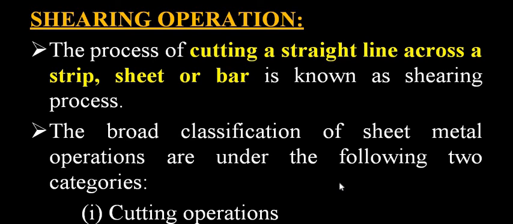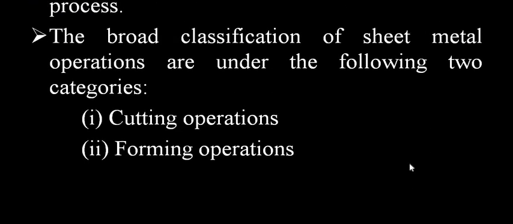In the classification of dies: single operation or simple dies, compound dies, combination dies, progressive dies, gang and follow dies, and rubber dies. Under single operation dies come blanking and punching or piercing dies, bending dies, and forming dies. All this we will be discussing in the further classes. These are the things for cutting operations and forming operations.